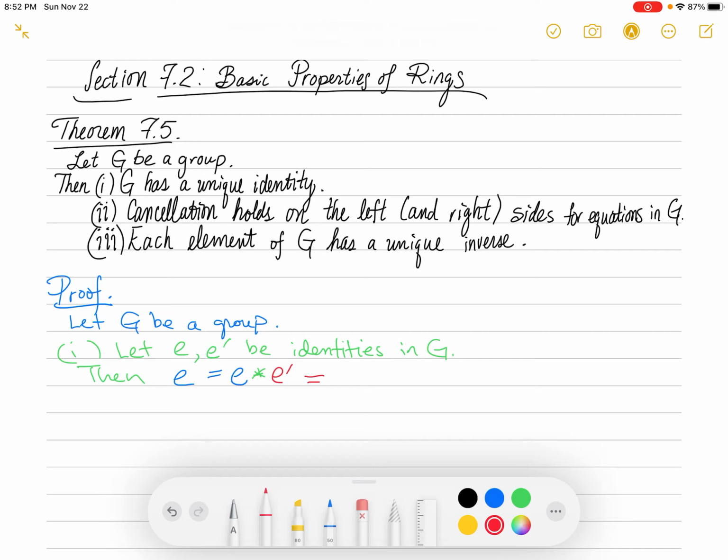Now let's think of E as the identity and E prime as the arbitrary element. If you take the identity times an arbitrary element, you get the arbitrary element, so you get E prime. So if you follow this equation from left to right, you get E equals E prime, so that means there's only one identity. Thus, G has only one identity.